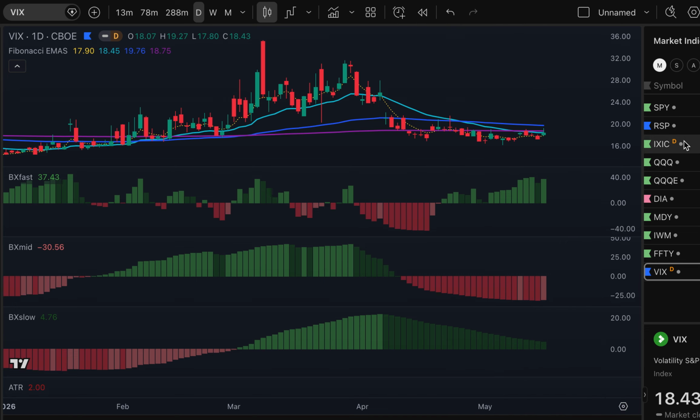Okay, so those are the main indexes that I keep track of each day, and then I also like to take a look at the 11 spider sector ETFs.